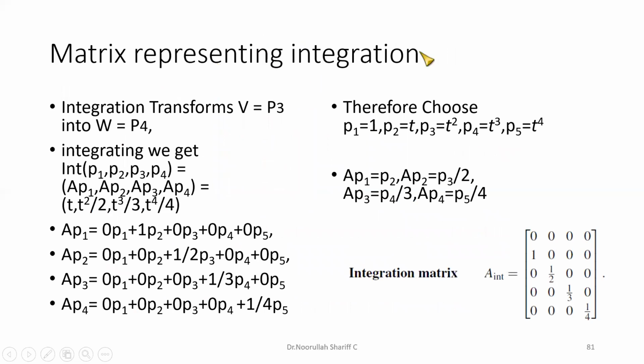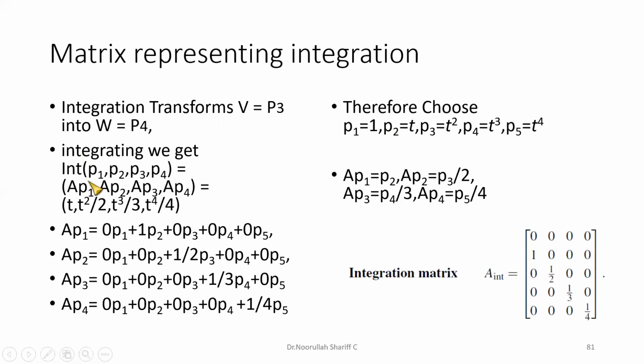Similarly, we will now see how we can represent the operation of integration, which is again a linear transform, by means of a matrix. So here, integration transforms V equal to P3 into W equal to P4. And we can choose the values for the input side as P1 equal to 1, P2 equal to T, P3 equal to T square, P4 equal to T cube, and P5 equal to T to the power 4.